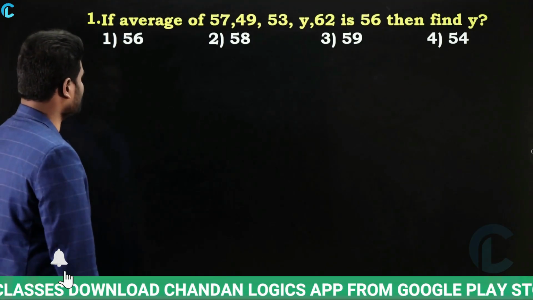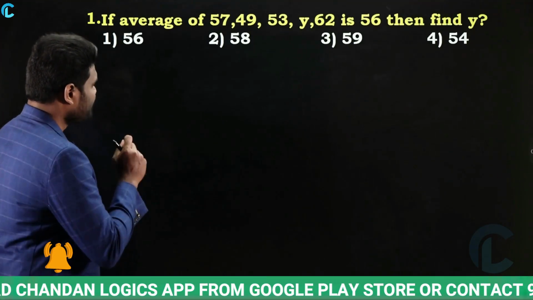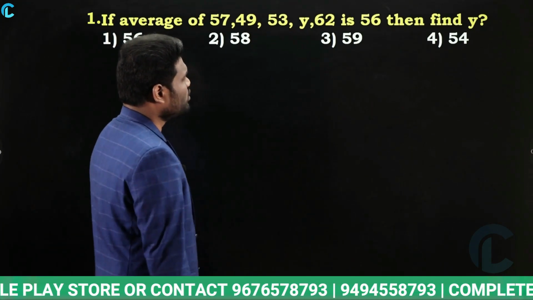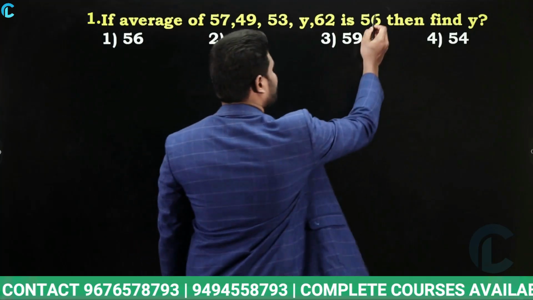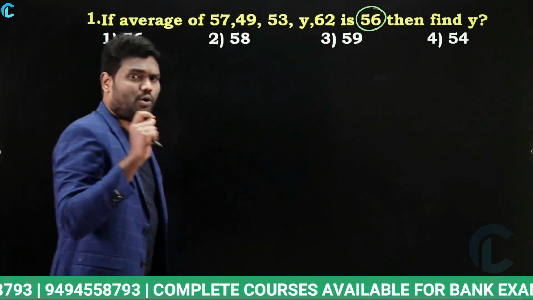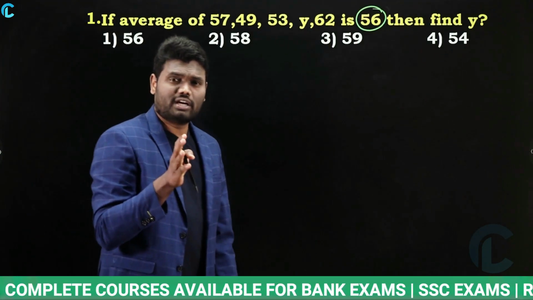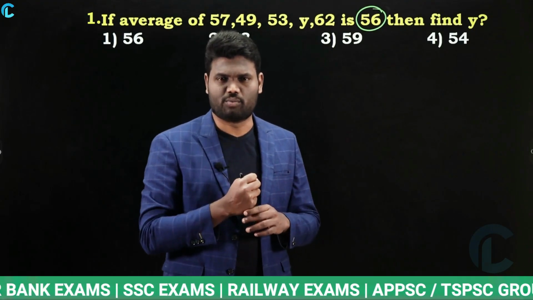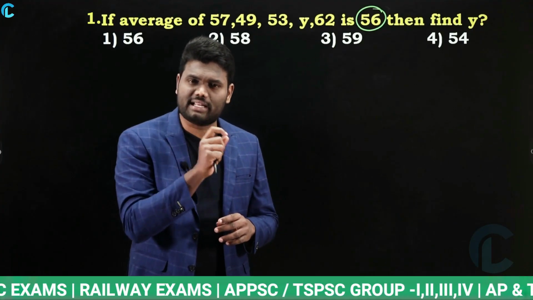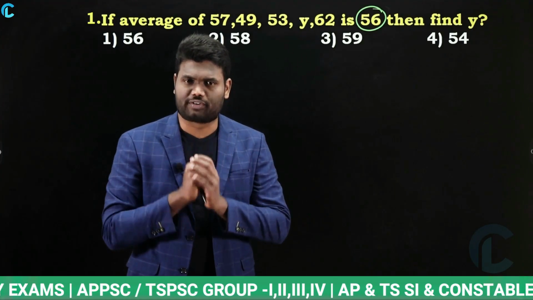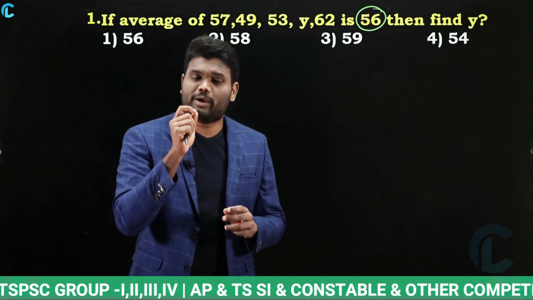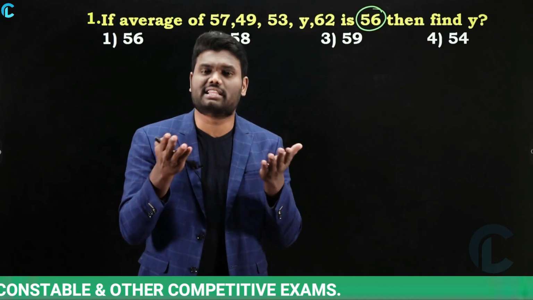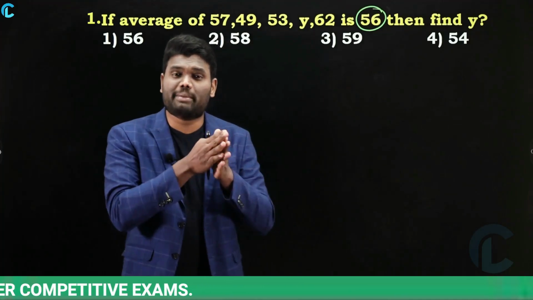The first question says, if the average of 57, 49, 53, y, 62 is 56, then find y. So we are asked to find the value of y. To solve this question in the traditional way, we know how, but it consumes a lot of time. So we will go with the concept of equal distribution. As equal distribution is nothing but average, I am going to distribute them equally.